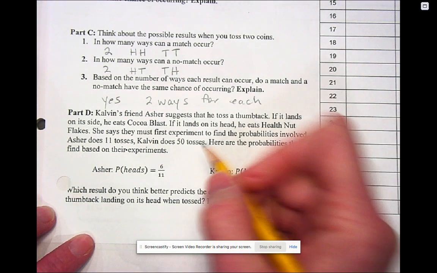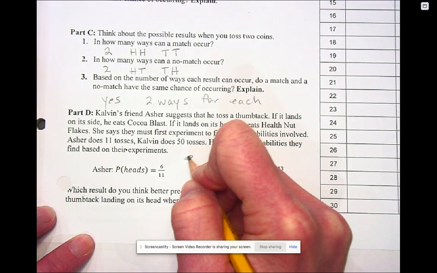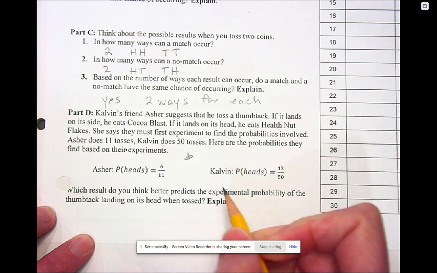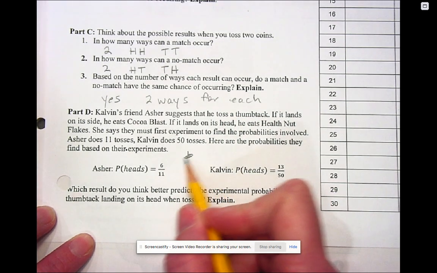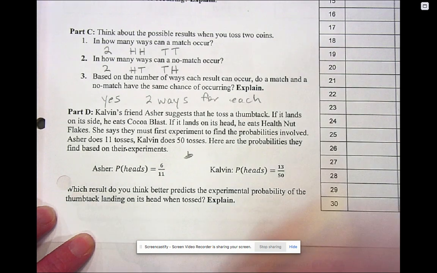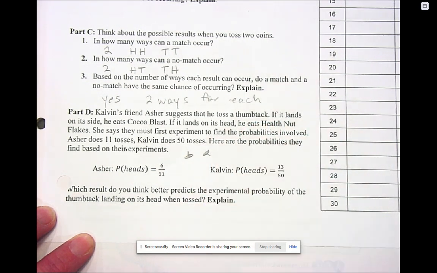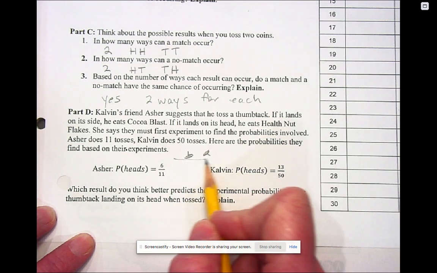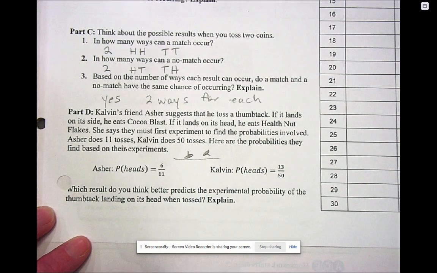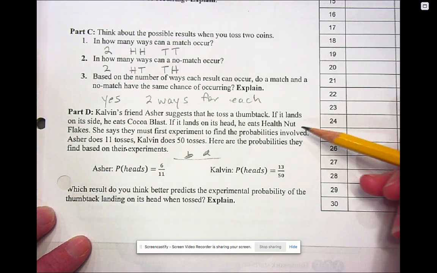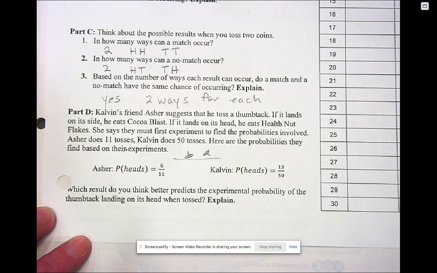So you guys know what a thumbtack is, right? So it kind of looks like that, with a little tack that you would use to put up a piece of paper on the board. Okay, so it's either landing like that or landing kind of like that if this is the table. Okay, so if it lands on its side, he eats Cocoa Blast. If it lands on the head, he eats Healthy Nut Flakes. She says they must first experiment to find the probability involved.